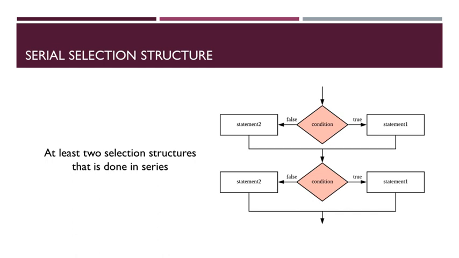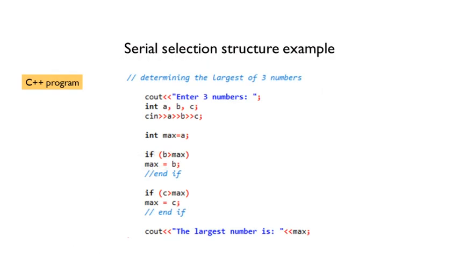This is another example of serial selection structure. The problem here is determining the largest of three numbers. The user needs to input three numbers, and then we will find the largest among those three. As you can see, there is a series of if statements.